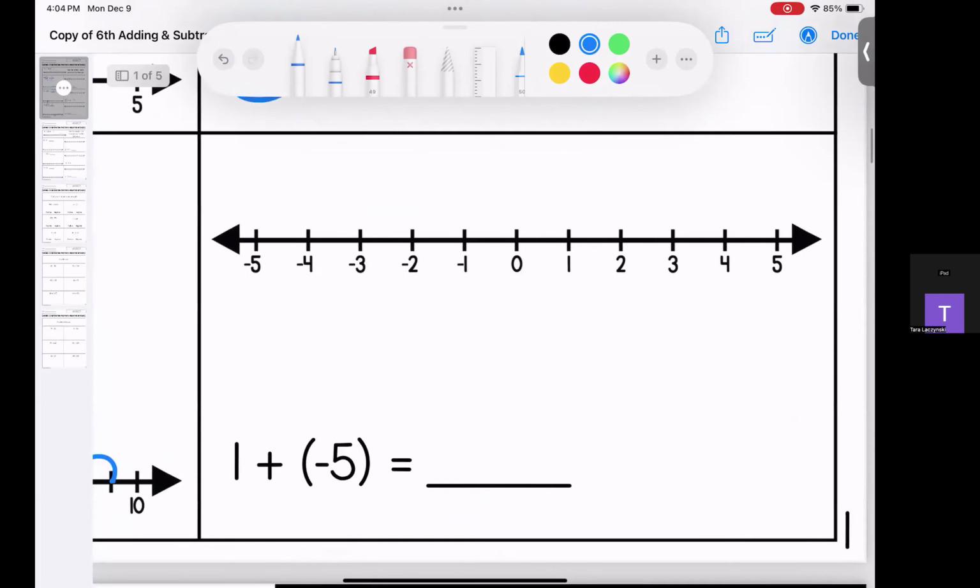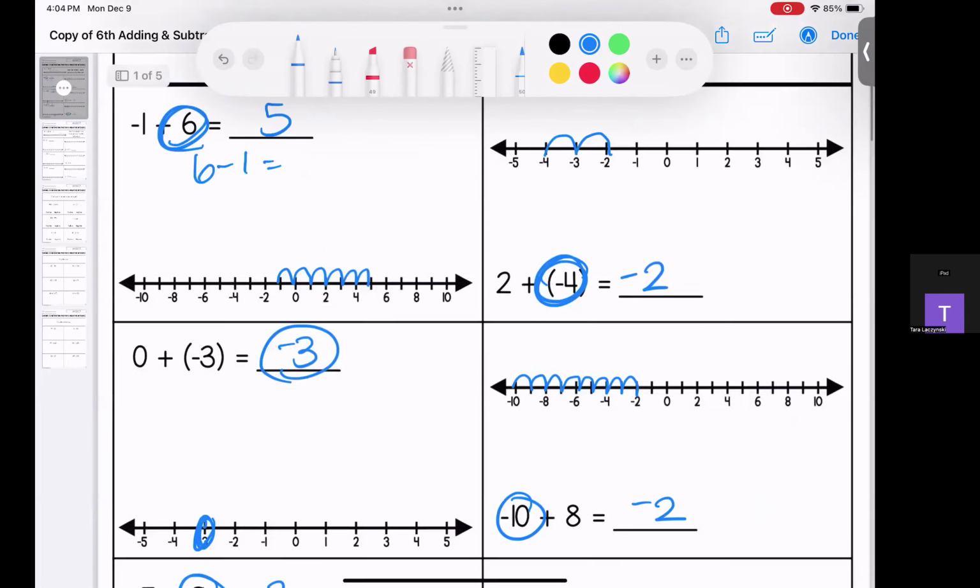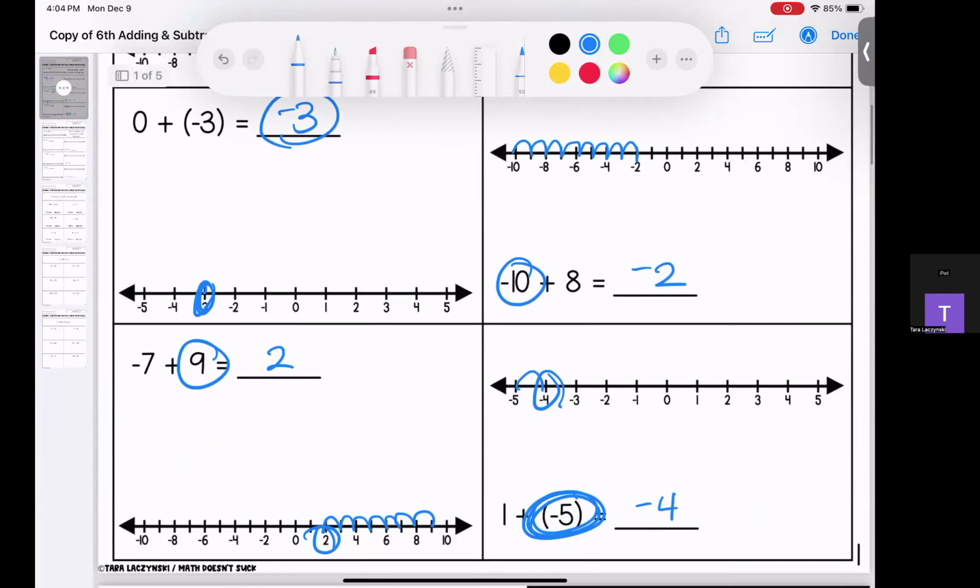Over here, starting at -5, moving forward 1. 5 minus 1 is 4. But this 4 is negative because the bigger number is bossy. Use the number lines if they serve you. If they don't, don't worry about it.